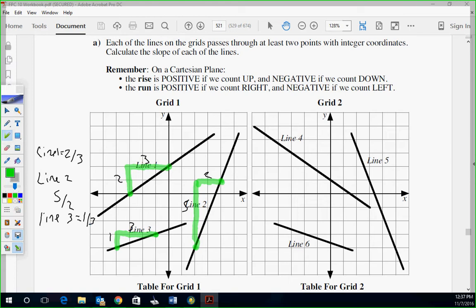Okay, so you can see all these ones, guys, were positive. All these ones are negative. Okay, so again, line 4, smooth spot there, smooth spot there. Down 1, 2, 1, 2, 3 to the right. That's -2 and 3.